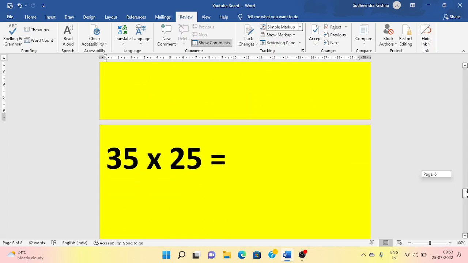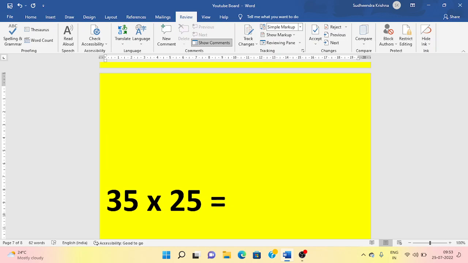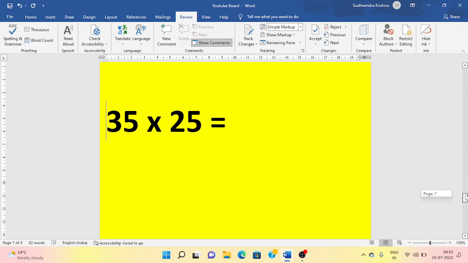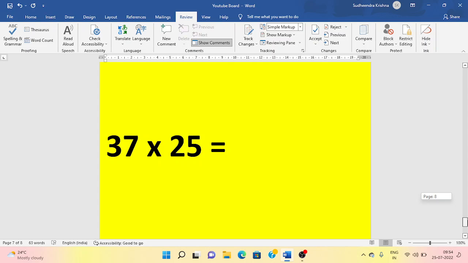Now let us take another example, 35 into 25. 35 is an odd number. So multiply 35 once with 5. 35 into 5 is 175. Again multiply this 175 with 5. 175 into 5 gives 5 in the units place, and half of 174 is 87. So 875 is the required answer. So 35 into 25 is equal to 875.